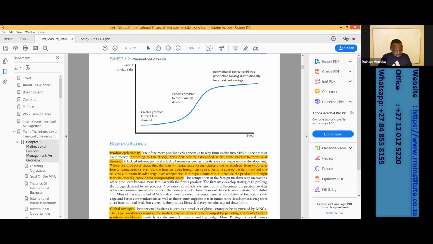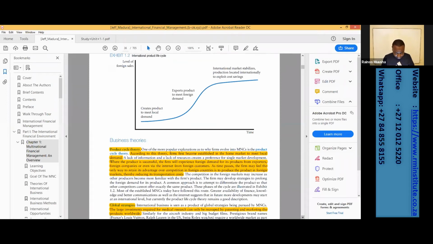Because remember, take note, the goal of the firm is to maximize shareholders' wealth. And how do you maximize shareholders' wealth? By minimizing the costs. That's why companies always try as much as possible to minimize their costs, because if they're able to minimize their costs, they're able to maximize their profitability in the short run, and in the long run, they're able to maximize the value of the firm as well. So this is where the product cycle theory comes in.